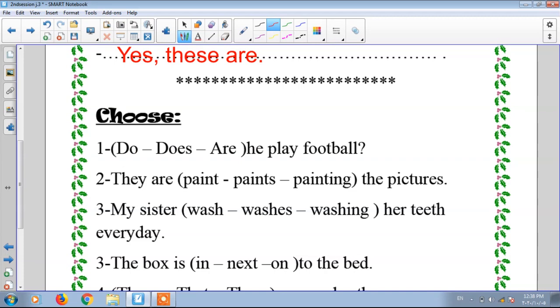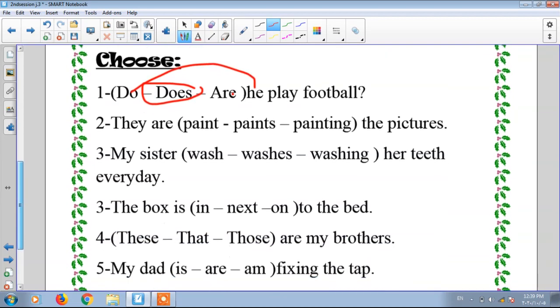Number 1, do or does or are he play football? I choose what? Do or does or are? Can I circle do? Does do come with he? No. Can I circle are? No. I circle what? Does he play football?